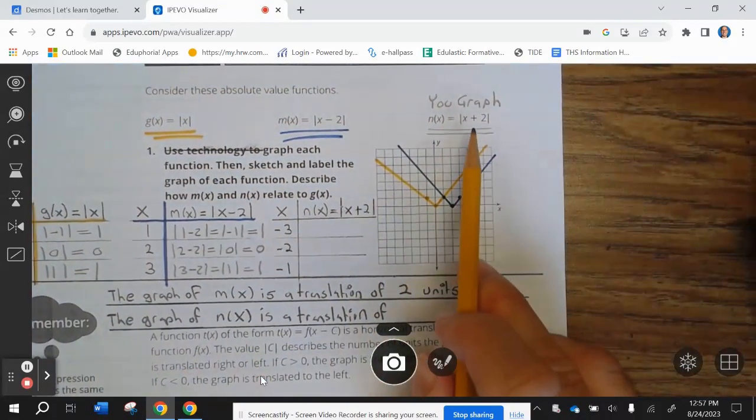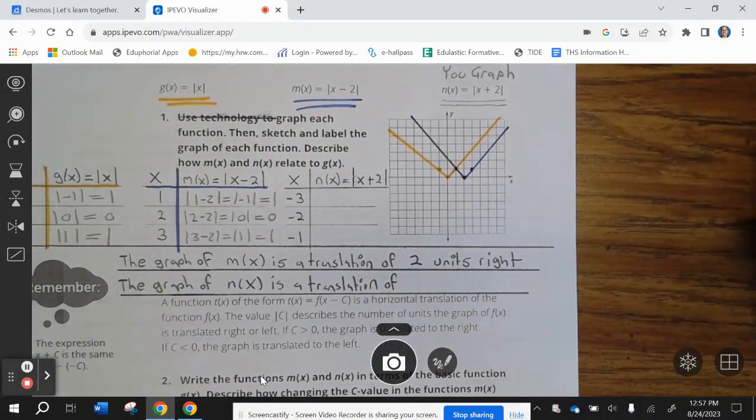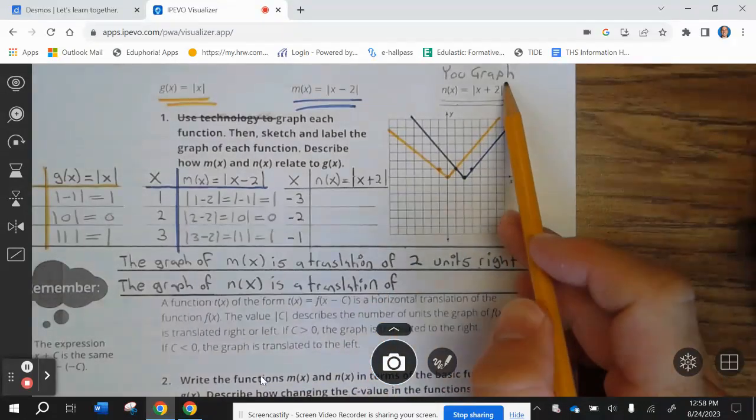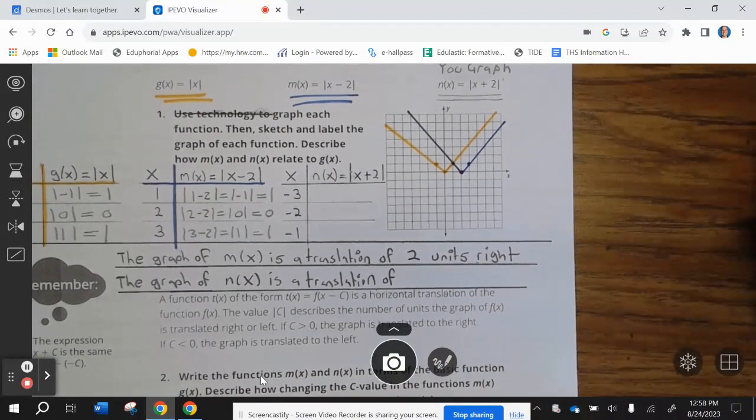I want you to graph n of x. All right. So the graph of m of x is a translation of 2 units to the right. The graph of n of x is a translation of, you can answer that after you've graphed. So graph and then answer that. All right. Let's take a look at the next.